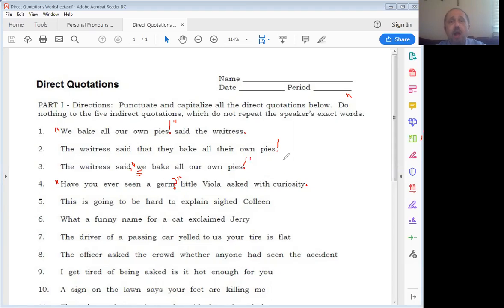Very, very simple. Once you get the hang of it. The consistency for quotation marks and the use of quotation marks, it's pretty standard. It just takes practice. And when you pay attention to what you're doing and you do the practices and stuff like that, before too long, you too will be a master of correctly punctuating direct quotations.